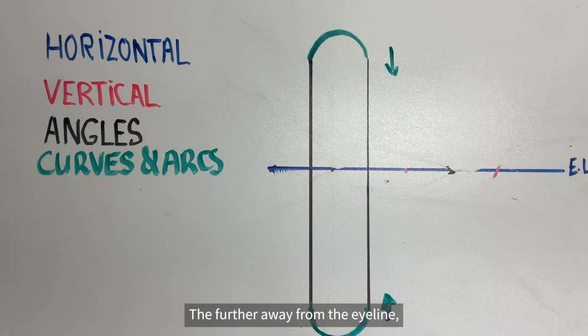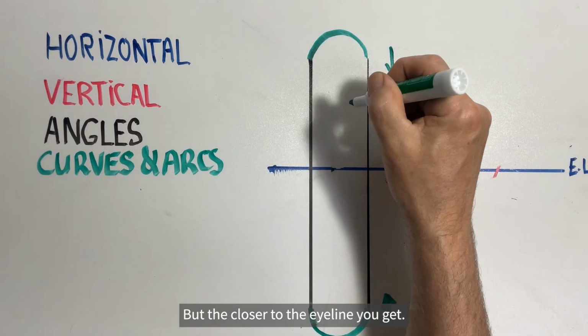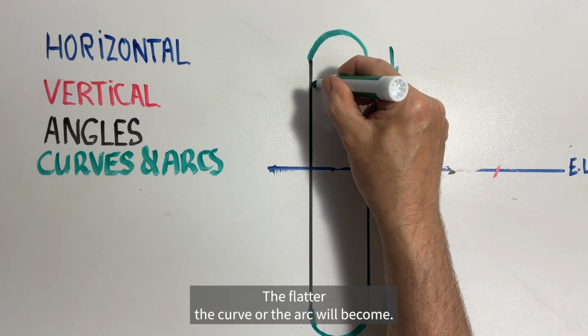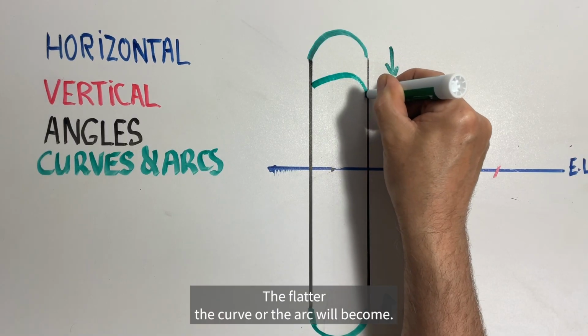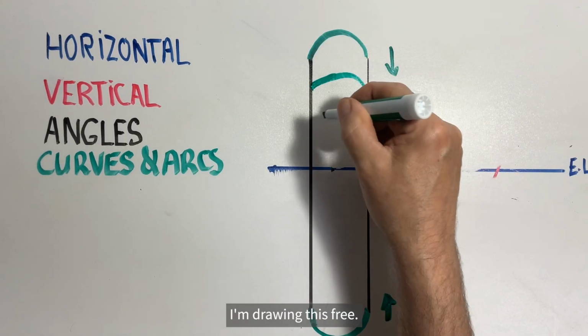The further away from the eye line, the closer to a circle you get. But the closer to the eye line you get, the flatter the curve or the arc will become. I'm drawing this freehand.